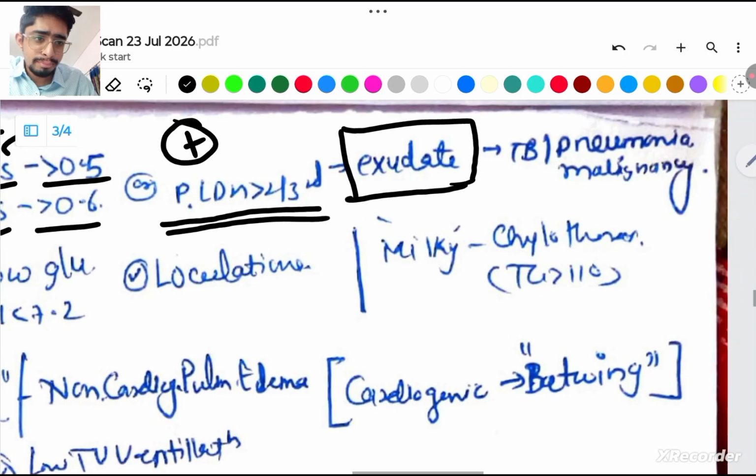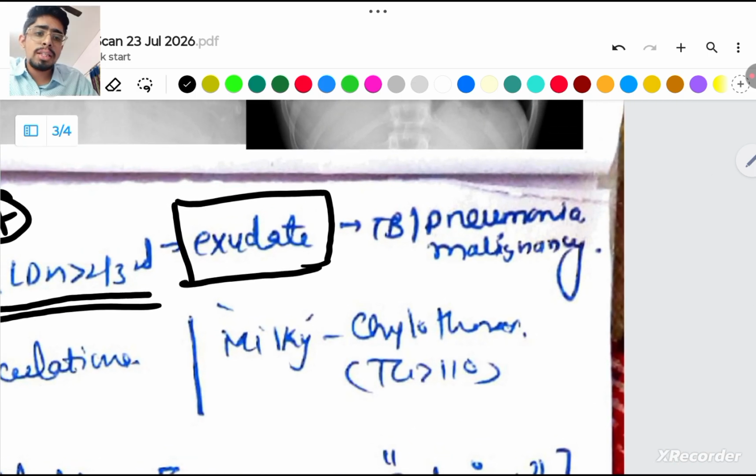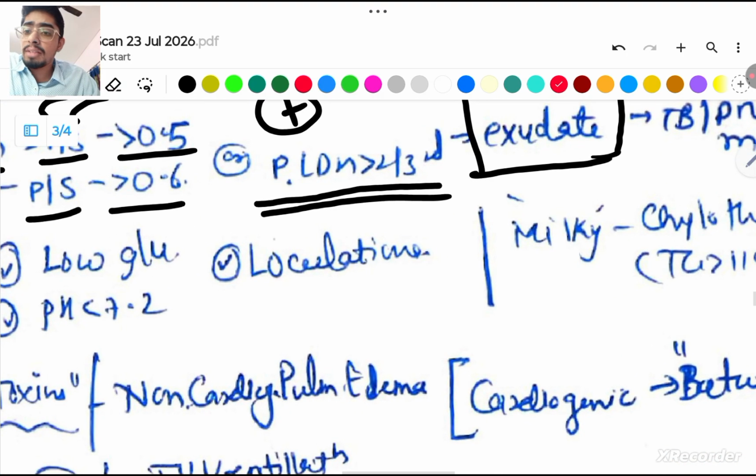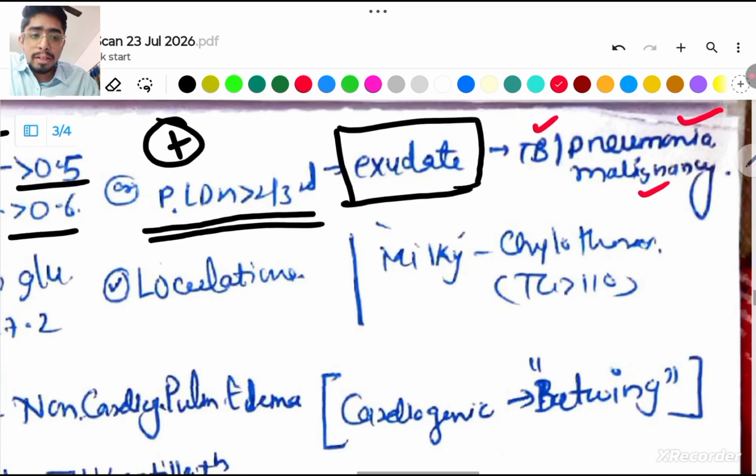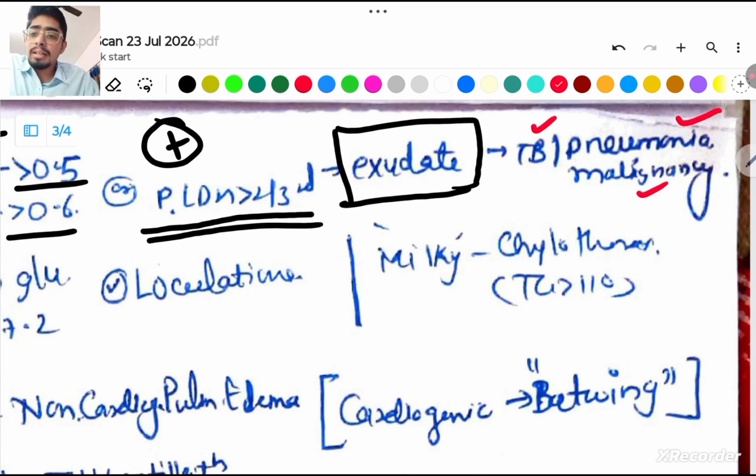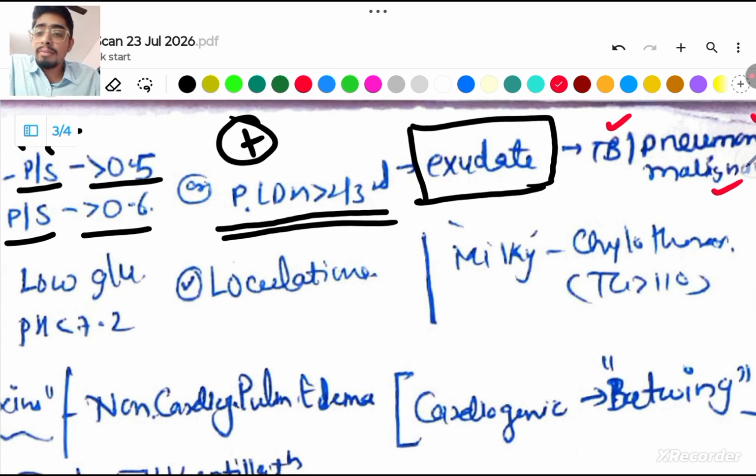Now, when do you say that it is an exudative type of effusion? Whenever there is inflammatory fluid, there are neutrophils. Yes, there is inflammation, right? So in TB, in pneumonia, in malignancies, you can have an exudative type of effusion. On the contrary, a transudative type of effusion you see in cardiac failure and cirrhosis.